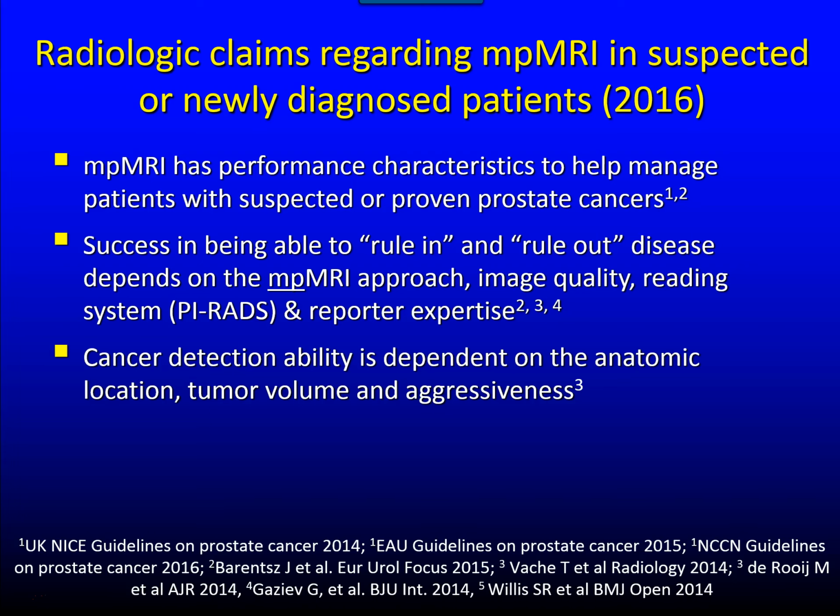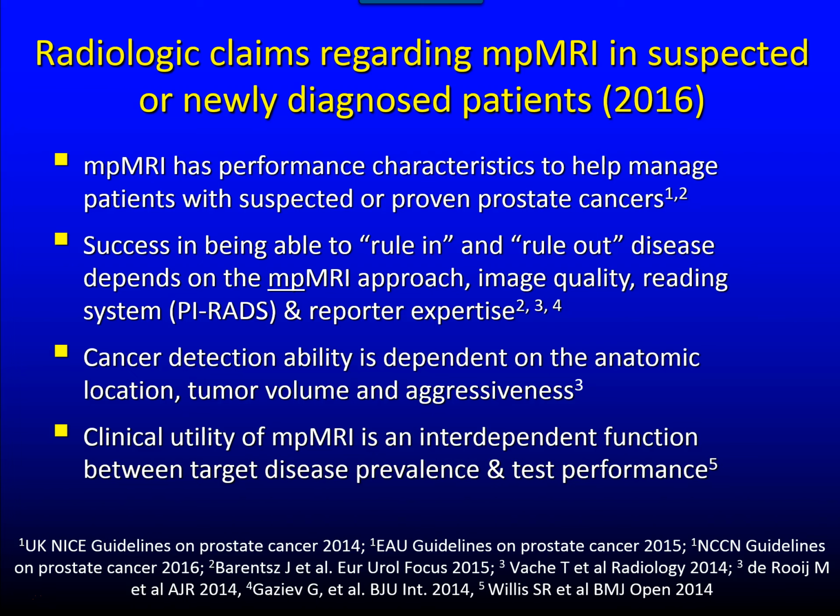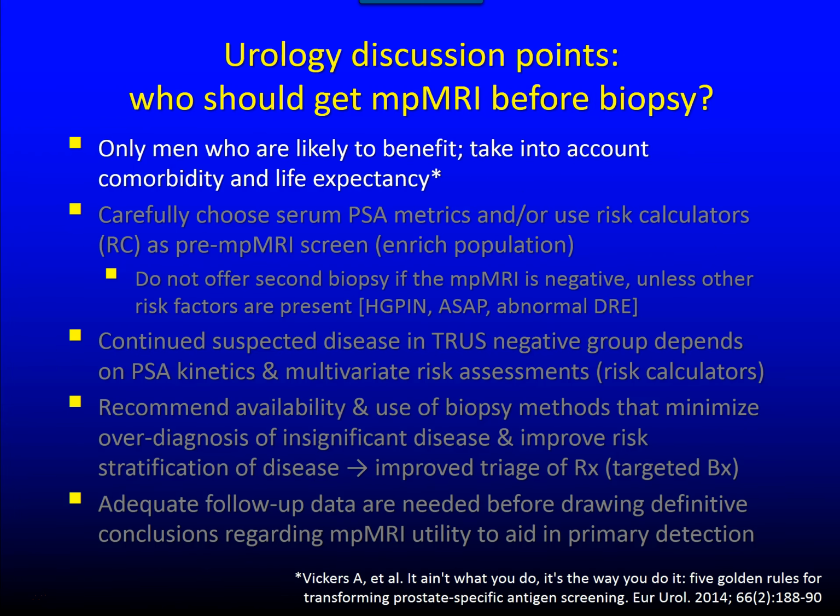Now, we all have to be aware that cancer detection is really dependent on where the cancer is located: peripheral zone, transition zone. It depends on the tumor volume and on the aggressiveness of the underlying tumor. And the clinical utility, which is quite different to detection ability, is an interdependent function between the prevalence of the disease and the performance of the test. And we will talk about this in a little bit more detail later.